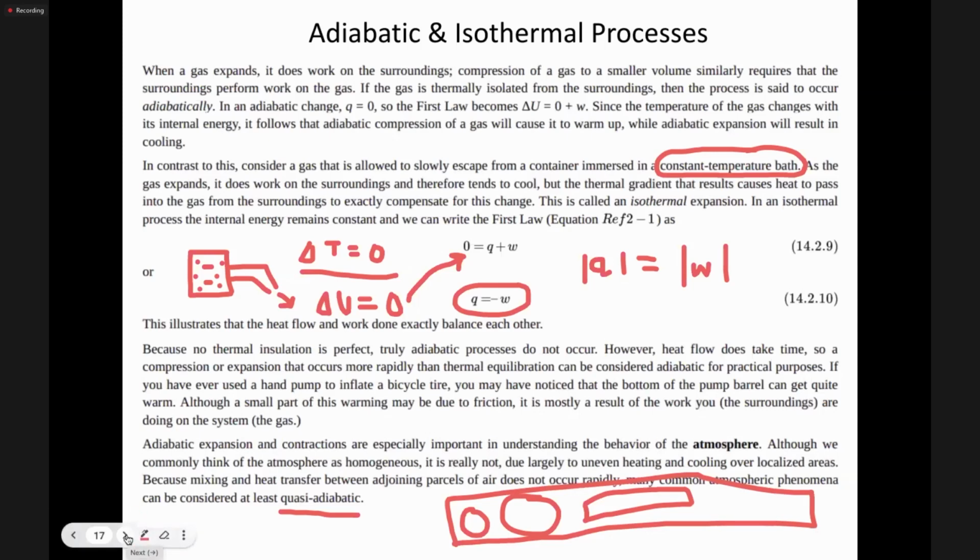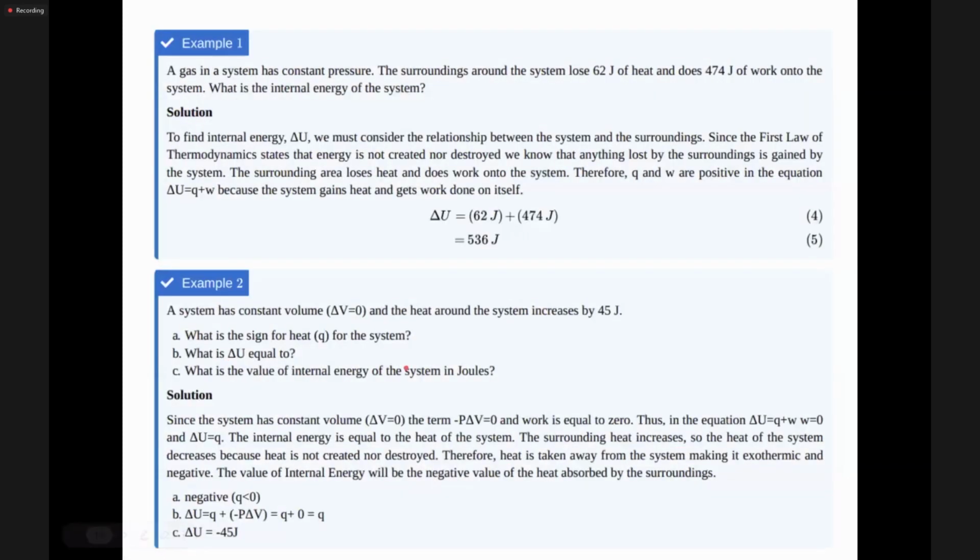So, with this brief introduction of what is called the isothermal process, or what is meant by the adiabatic process, we will move on to the next slide, where I will teach you how to solve some numerical problems based on this understanding. Here I have taken two examples for easy understanding of numerical problems.